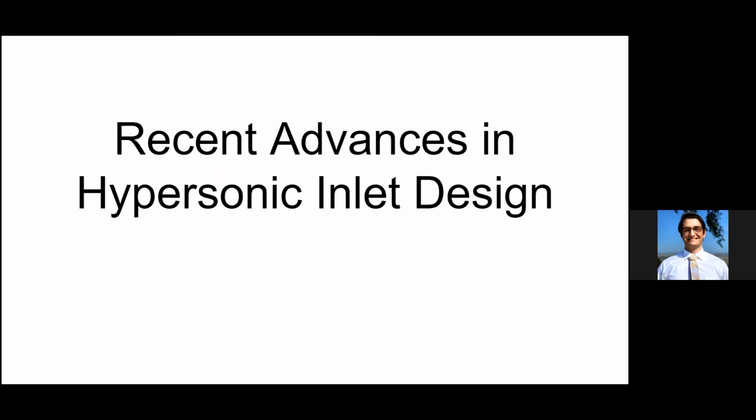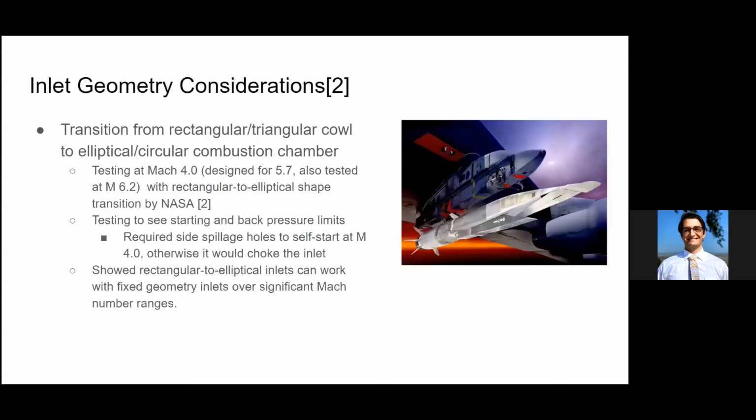So now we're going to go over recent advances in hypersonic inlet design and some of the things people are doing to experiment with increasing their efficiency and performance. Starting with geometry considerations, a lot of the different hypersonic inlets that we've seen in class have looked rectangular, I'm sure you've noticed. And so NASA was looking at the transition from a rectangular or triangular cowl to an elliptical or circular combustion chamber.